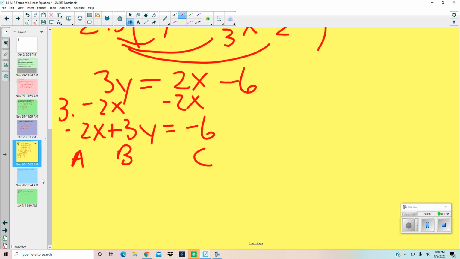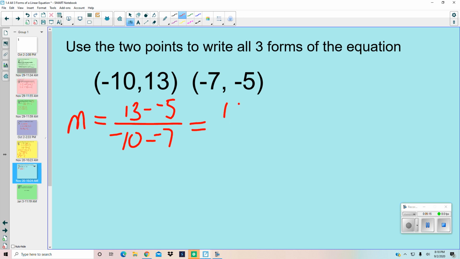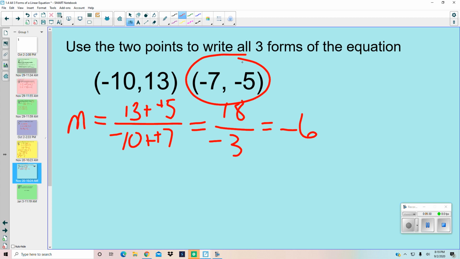That'd be my constant. Let's just do one more where you have to come up with all 3 forms. Ugh, 2 points. That means I have to find the slope first. So I need to do 13 minus negative 5 over negative 10 minus negative 7. So that's going to give me 18, because 13 plus 5 is 18. Negative 10 plus 7 is negative 3. Well, then it turns out to be a nice number. It's negative 6 is my slope. So then if I use the negative 6 and the negative 7, negative 5, my first form is going to be y minus negative 5 equals negative 6 times x minus negative 7, and I'm done.